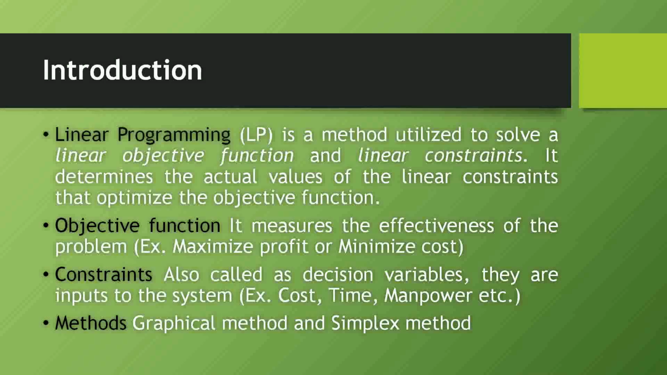Okay, so the objective function measures the effectiveness of the problem. For example, it maximizes the profit or minimizes the cost. Constraints, also called decision variables, are the inputs to the system. For example, cost, time, manpower, etc. Methods. There are 2 methods of solving a problem using linear programming. They are the graphical method and the simplex method. First we will study the graphical method, then we will study the simplex method.